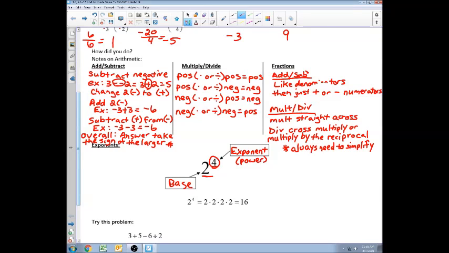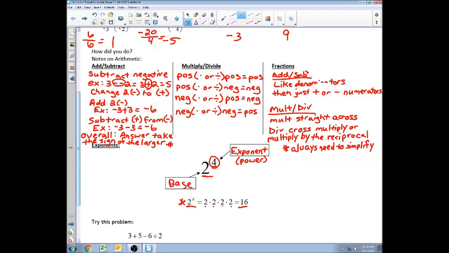What this means is I'm going to take the base, and if you look down here, I'm going to take the base and multiply it by itself as many times as the exponent tells me to. That's why in the 2 raised to the 4 example right here, we have 2 times 2 times 2 times 2. I took 2 multiplied by itself 4 times. That will get us 16.